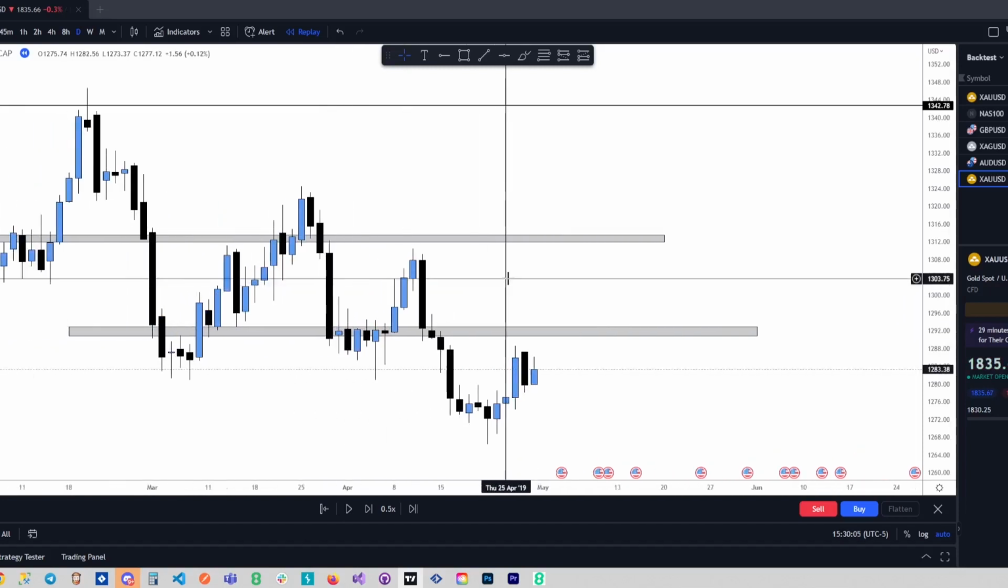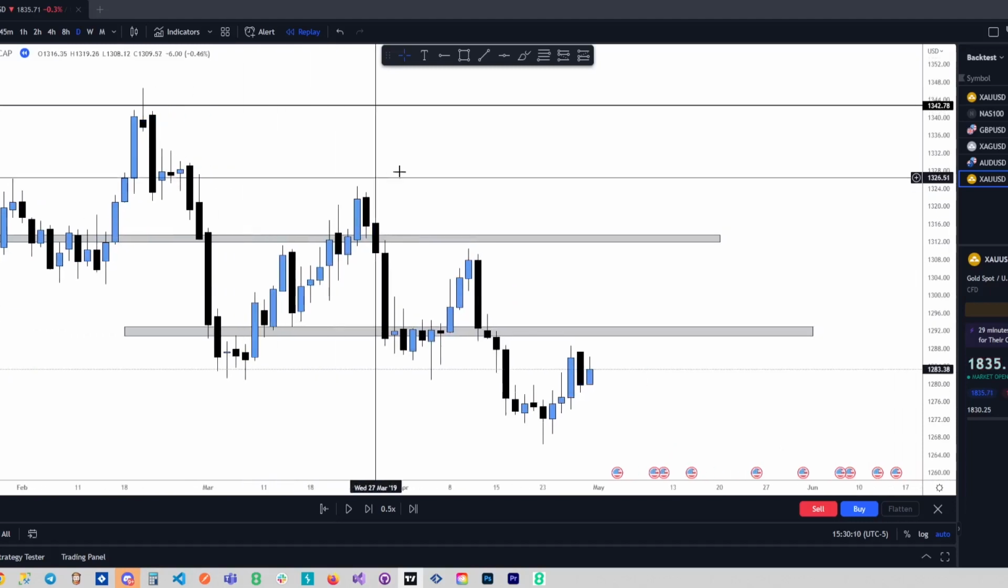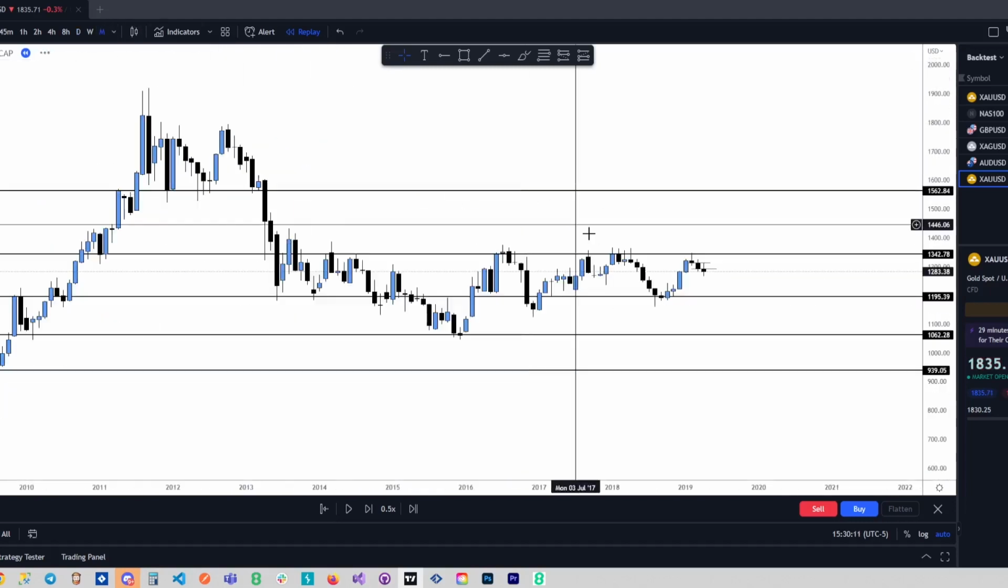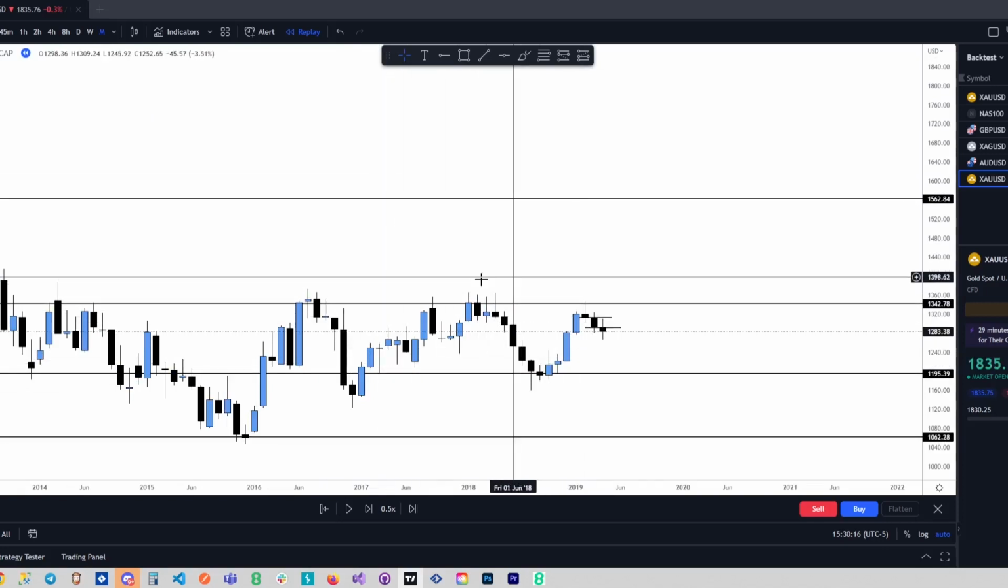Here's what I'm looking for. Let me see if I can find that on a daily. This is the setup that I'm looking for. So we have our support and resistance. We have our key levels down. That's one. We have market structure.